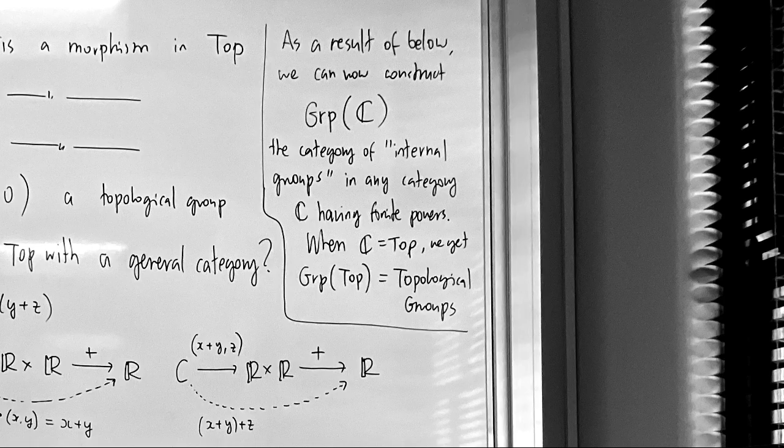When C equals Top, we get the category of topological groups. So internal groups in the category of topological spaces equals the category of topological groups. We have said nothing about morphisms, but it's not difficult to see that morphisms will also be defined by commutative diagrams that express preservation of the operations.